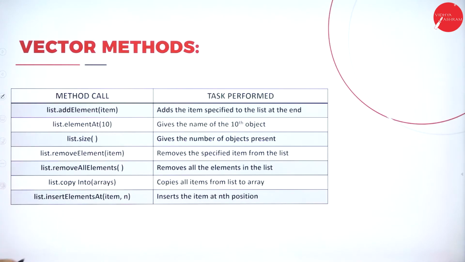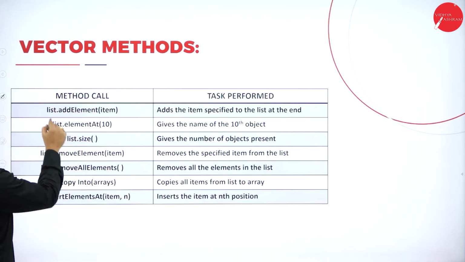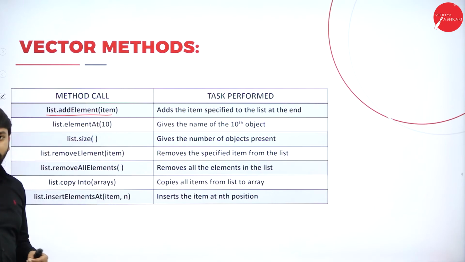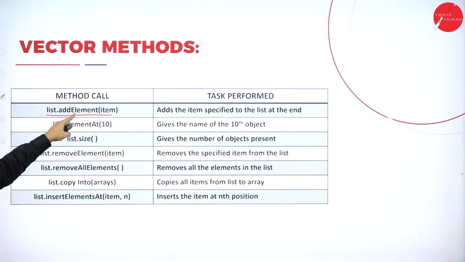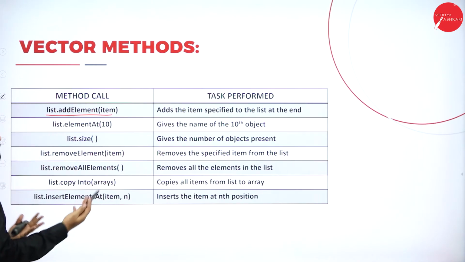So fine. What are the different methods that we have with respect to the vectors? Please observe. The first method that I have is list.add(element). What exactly does it mean? It will add the element to the list. That's what you need to understand here. And the next one. So what is the element that we are going to add?